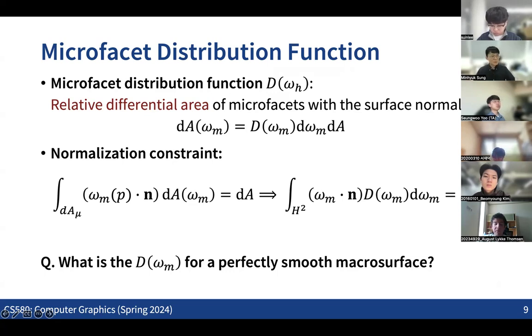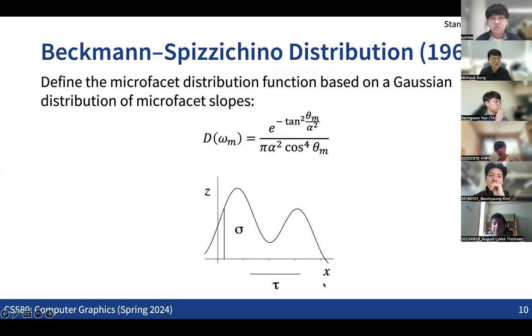So that's basically the way that we are defining the properties of the microfacet models. There can be multiple ways of defining this microfacet distribution function. Actually, this discussion started from the 1960s, and since then people have proposed multiple models. This one was basically the oldest one. The Beckmann-Spizzichino distribution was introduced in 1963.